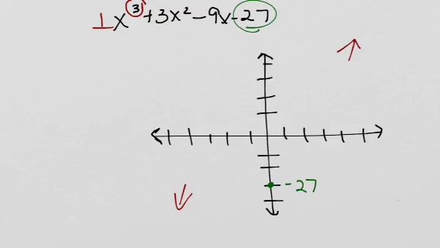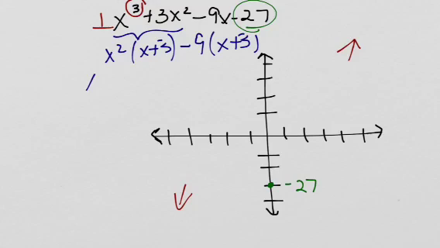The next thing we need to do is find our roots. In order to find our roots, we need to factor this polynomial. We can factor this polynomial by grouping. I notice that these first two terms have a common factor of x squared, leaving me with x plus 3. And then the second two terms have a common factor of negative 9, leaving me with x plus 3. So I get x squared minus 9 times x plus 3.